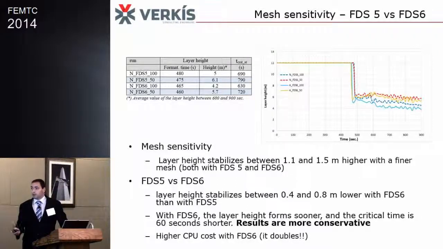So mesh sensitivity, what it tells me is that my layer height stabilizes between 1.1 and 1.5 meters higher with a finer mesh. So remember, the little guy standing at the top is 2.5 meters below the ceiling. So 1.5 meters difference is huge. So definitely in this model, mesh sensitivity is very important.